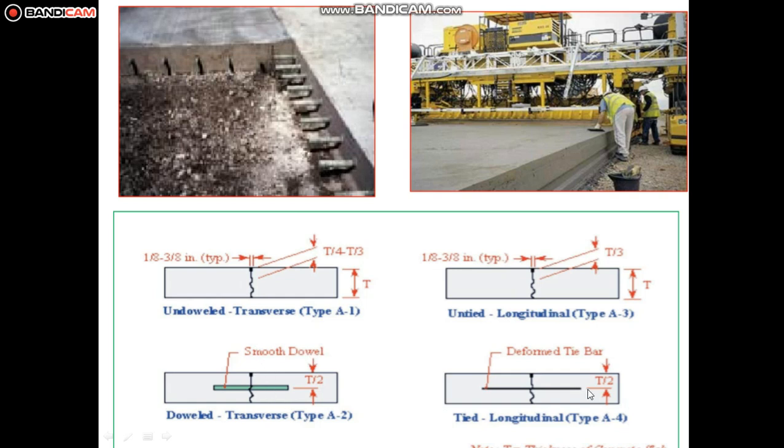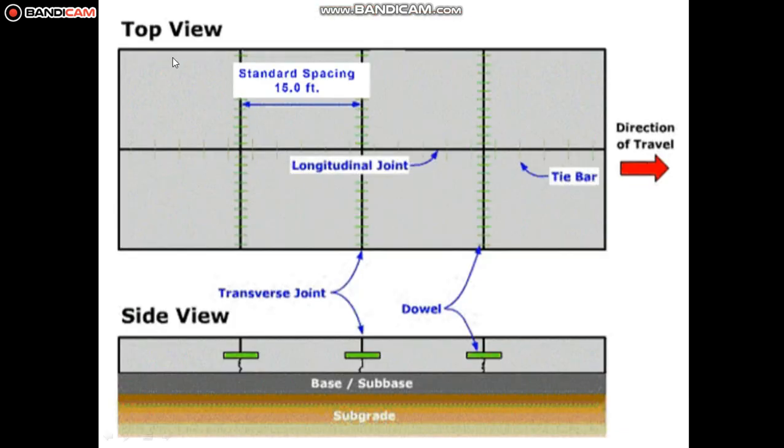So, the main intention of providing the dowel and tie bars here is to distribute the load from one slab to another slab in the longitudinal and transverse directions. Here is the top view of dowel and tie bars and longitudinal and transverse direction joints. Here, standard spacing is up to 15 feet, about 5 meters, between one slab and the other slab.